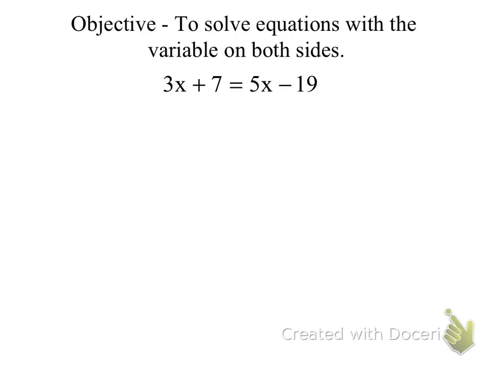All right, so when solving equations where you have x on both sides, we need to isolate the variable term to one side. We've identified the variable terms as 3x and 5x, and the numerical terms as 7 and negative 19. Who remembers another term for these numbers with no variable? Constant. Those are our constant terms.